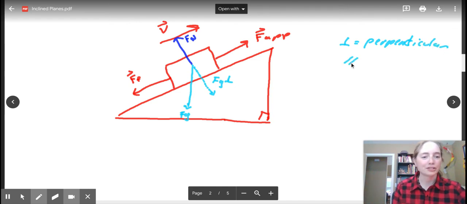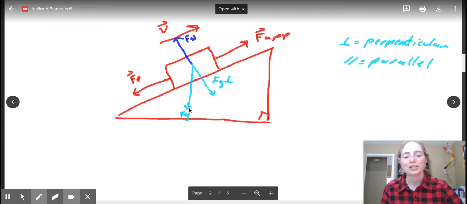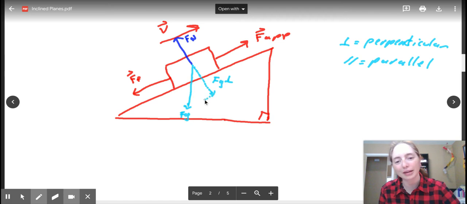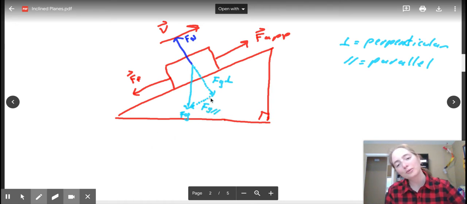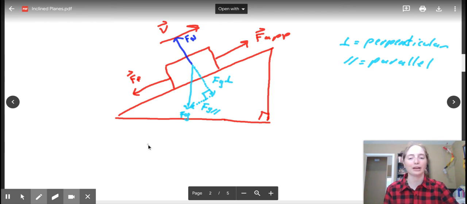Okay? And two lines like this is going to mean parallel. So we can also then break this into a component of FG parallel. This is going to form a right angle triangle. Okay, now do we have something to work with?